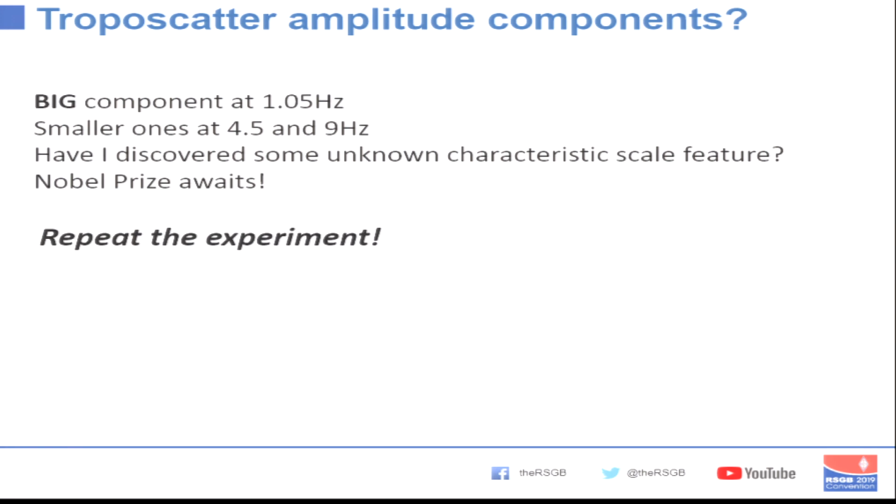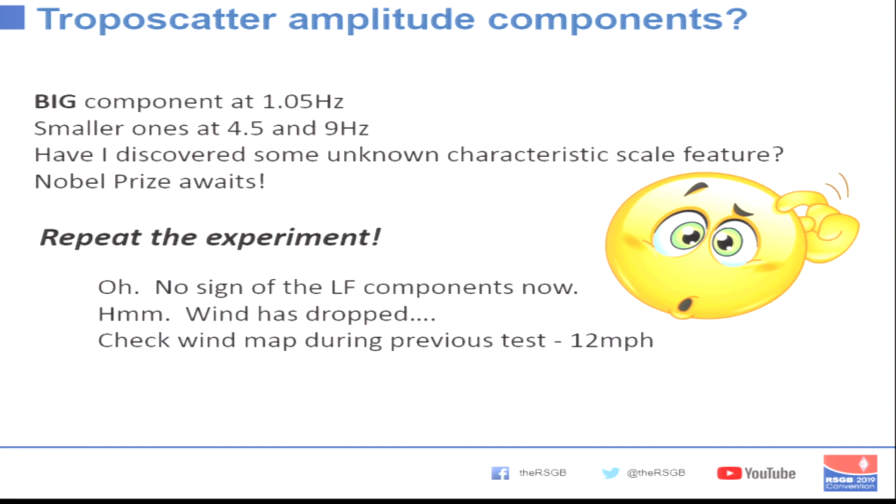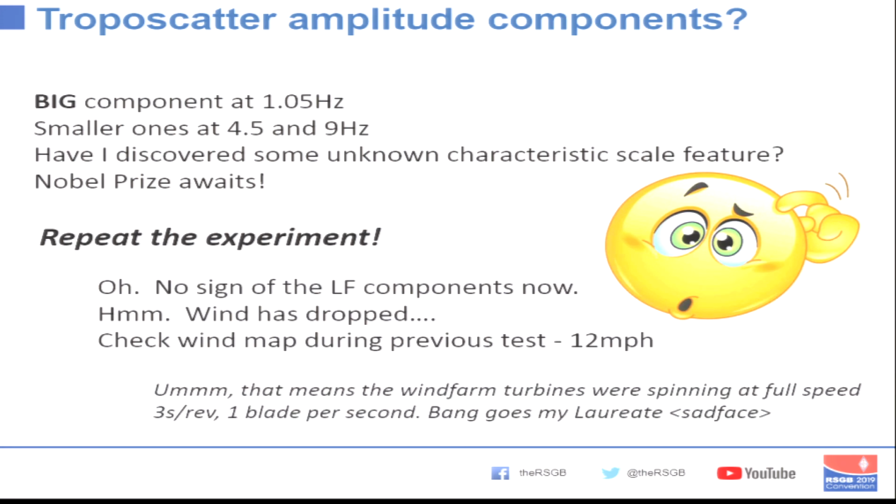Except I tried to repeat the experiment, and there were no LF components at all. What the hell's going on? It's actually the wind farm turbines. When I looked at it, the wind farm turbines were going at full speed, which is exactly 3 seconds per rotation. Yeah, I've got a lot of wind farms.